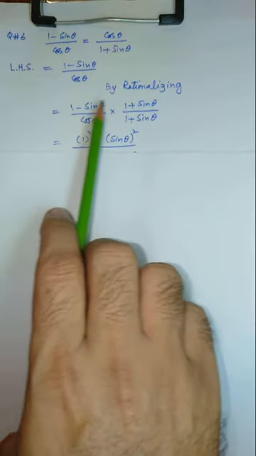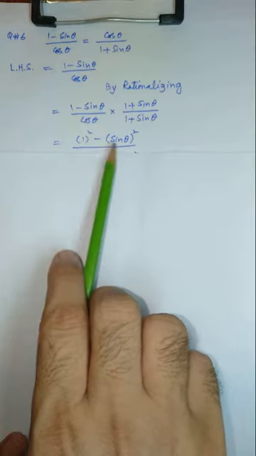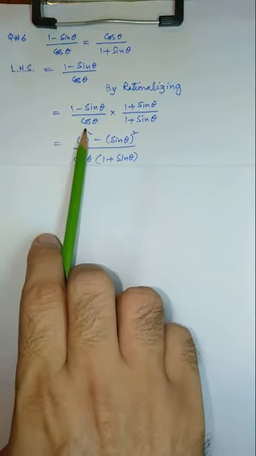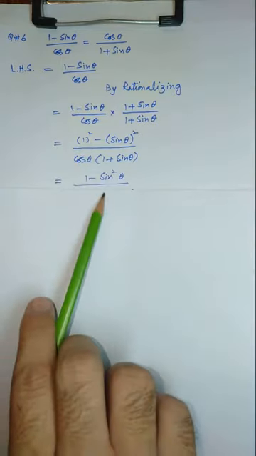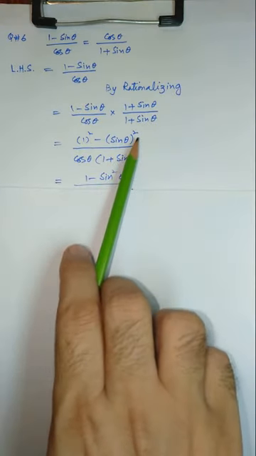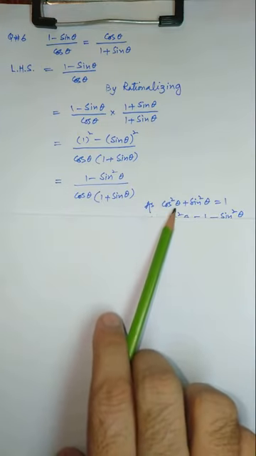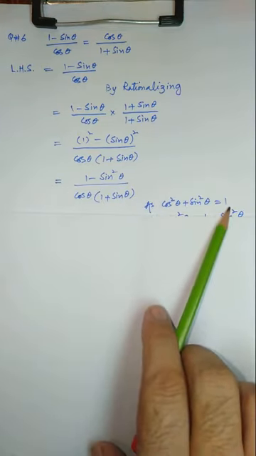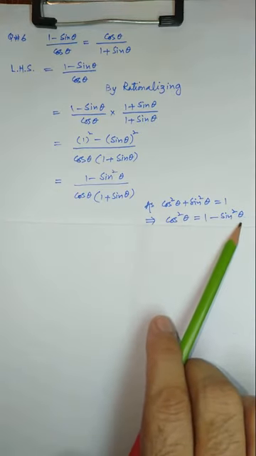So this is equal to 1 times 1 is 1 square, plus minus are minus, and sine into sine is sine square, and the denominator is cos in bracket 1 plus sine theta. So 1 square is equal to 1 and sine theta whole square is sine square theta. As we know that cos square theta plus sine square theta is equal to 1, so shift sine to the other side, then cos square theta is equal to 1 minus sine square theta.